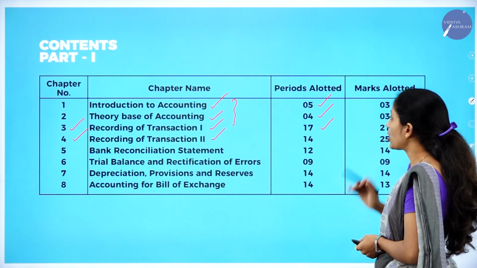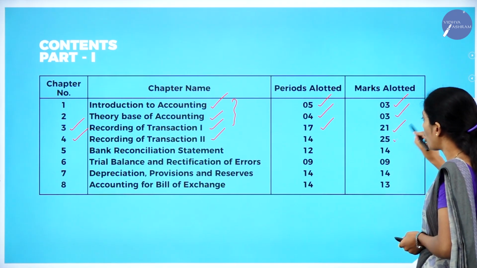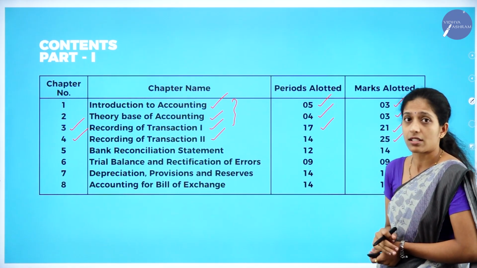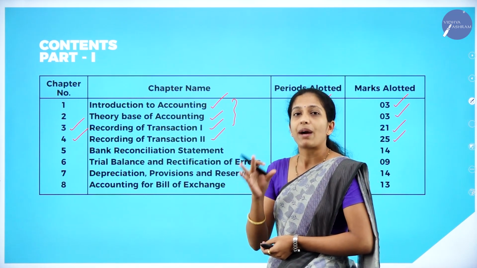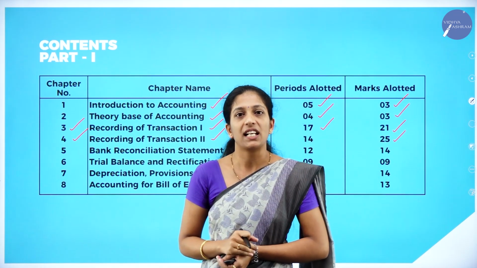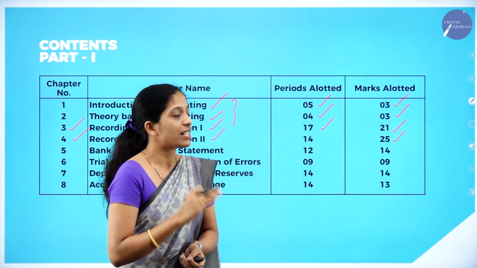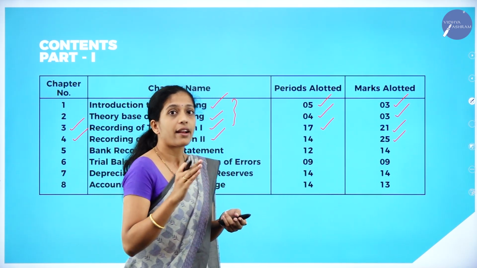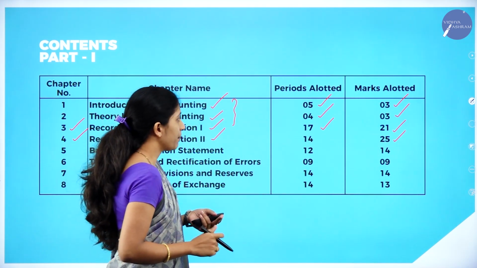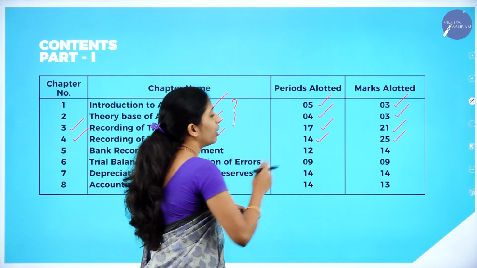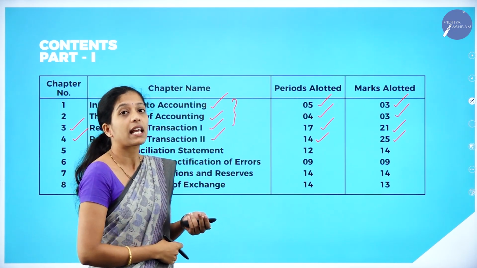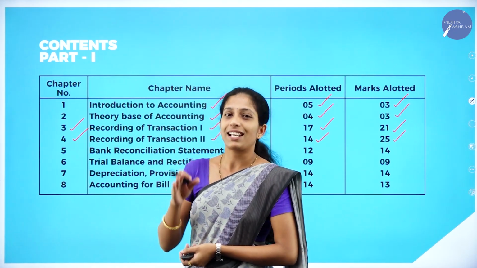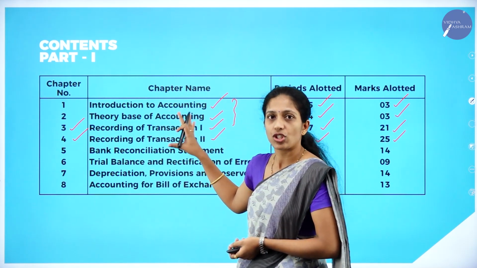So from the examination point of view, the marks allotted is 25 marks. So you can get maximum marks from chapter 3 as well as chapter 4, where chapter 3 is 21 marks and chapter 4 is 25 marks. And for chapter 4, the number of hours allotted is 14 hours. So these are the 4 important chapters.